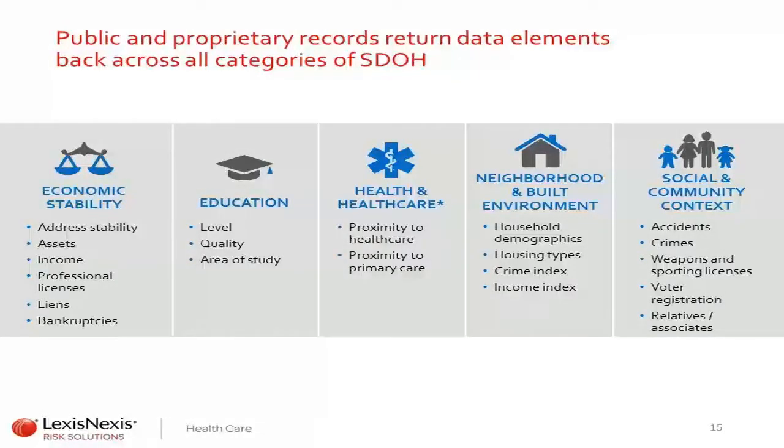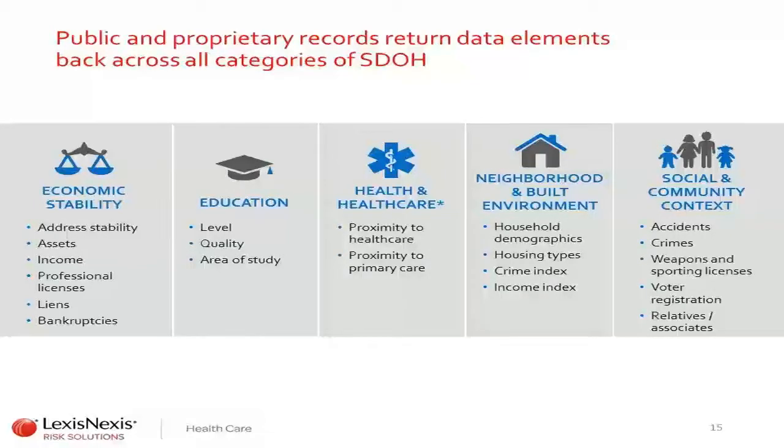But if we do look at these individual ingredients and how we bake that cake, an example under economic stability might be address stability. There's a high correlation between members with a high number of addresses in the last 60 months and the use of the emergency room. Now, this makes sense actually, because if you're more worried about having a roof over your head, you're probably not focused on your health or probably don't have the financial resources to visit a primary care physician.